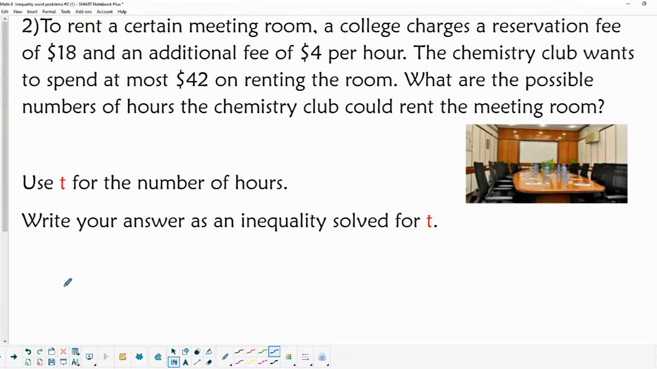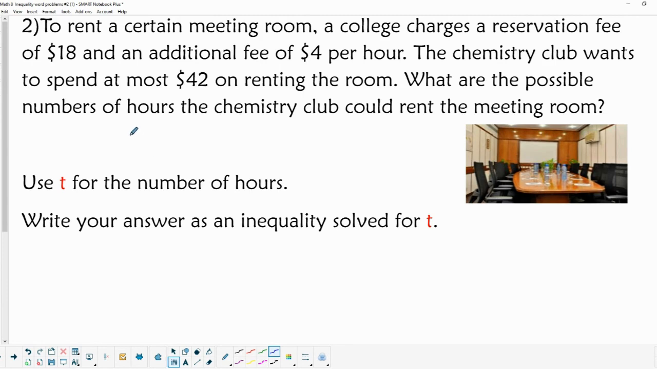Okay, so in the next one, to rent a certain meeting room, a college charges a reservation fee of $18 and an additional fee of $4 per hour. The chemistry club wants to spend at most $42 on renting the room. What are the possible numbers of hours that the chemistry club could rent that meeting room? That's what we're trying to say.